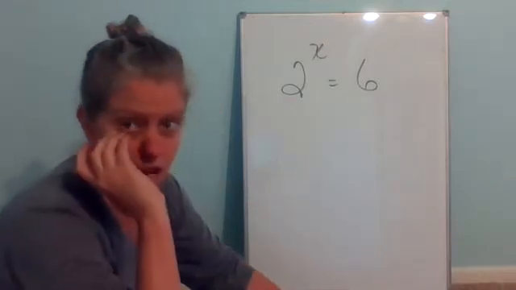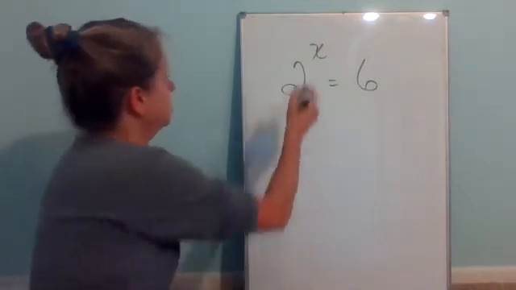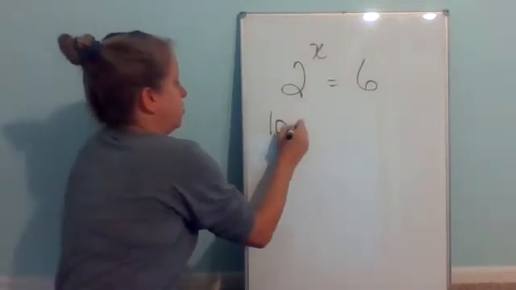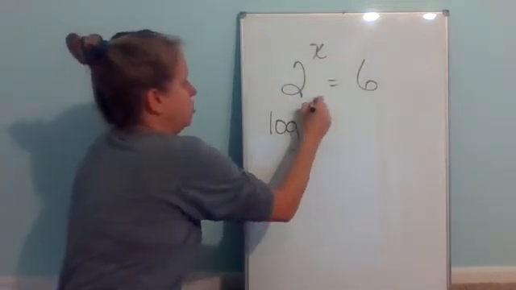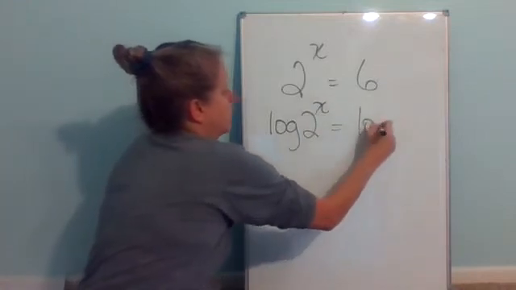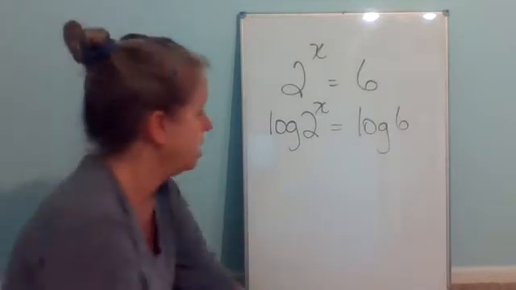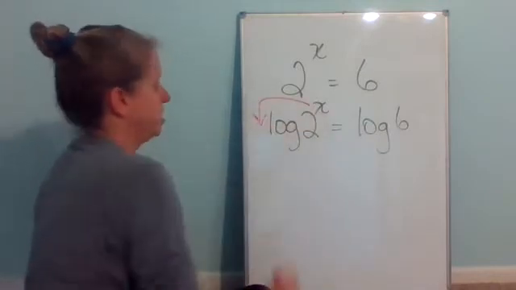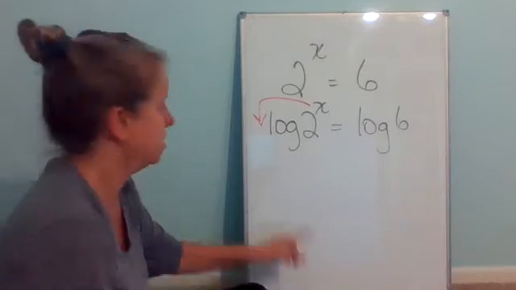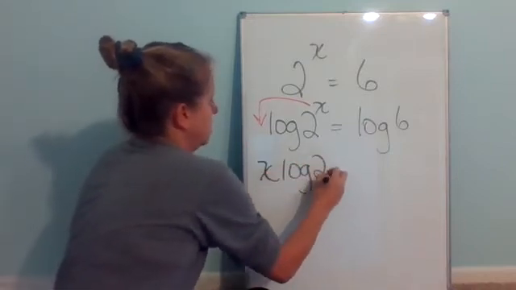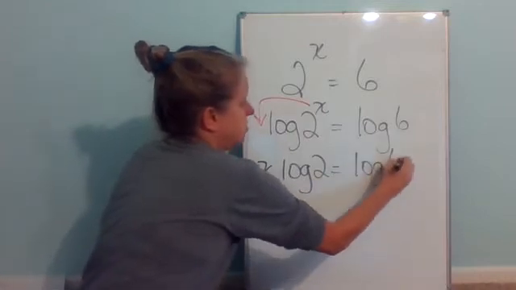So I am going to use that log method because my x is in the exponent. In order to get it out of the exponent, I need to log both sides. So log of 2 to the x. If I log the left, I need to log the right. So log 6. Now, bring your x out of the exponent. So x log 2 equals log 6.